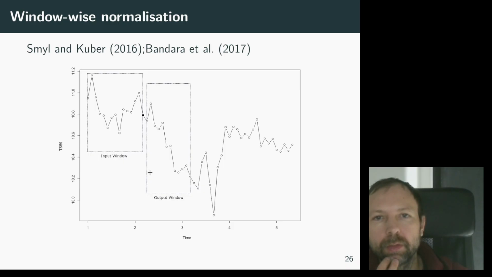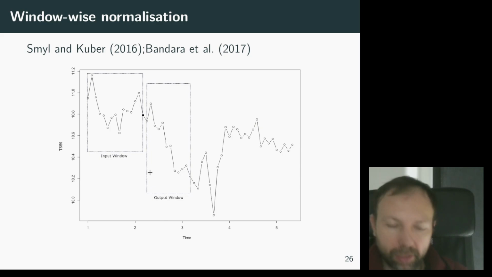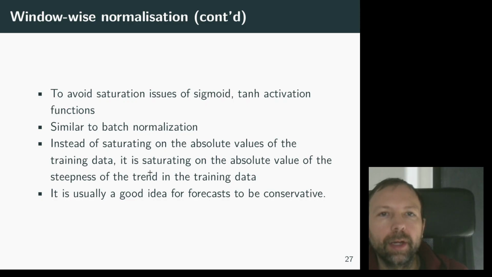Smul and Kuber in 2016, if I remember correctly, they used something like the level or the trend component of a transform from the last value in that window or something like that. But the idea is you take the mean over the window and divide by that, for example, or subtract that, or you can also divide by it.